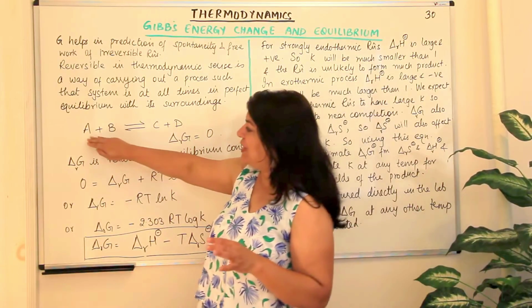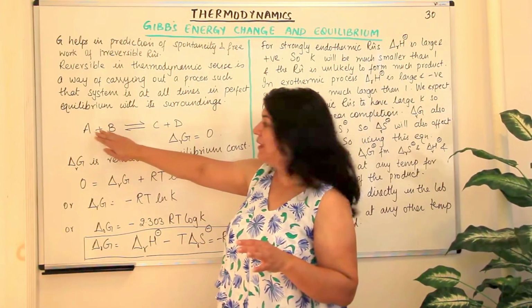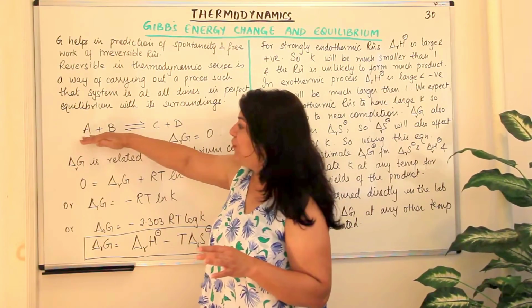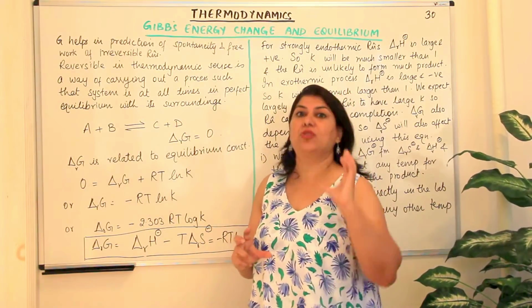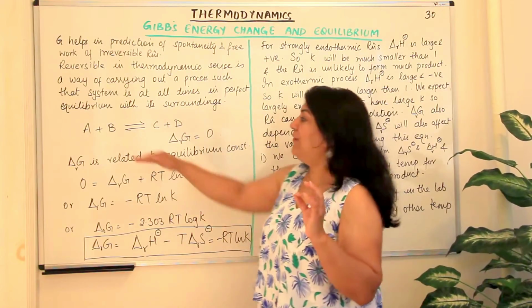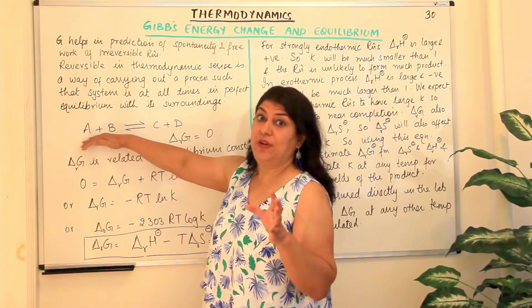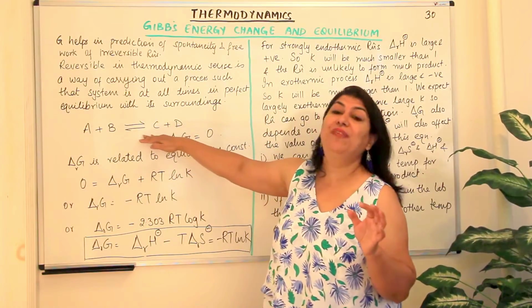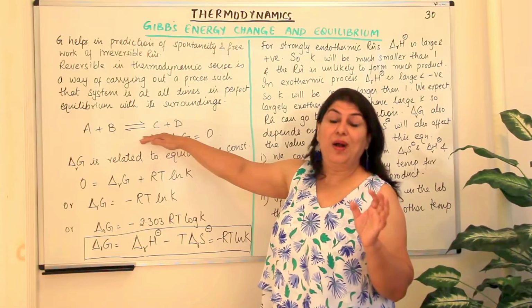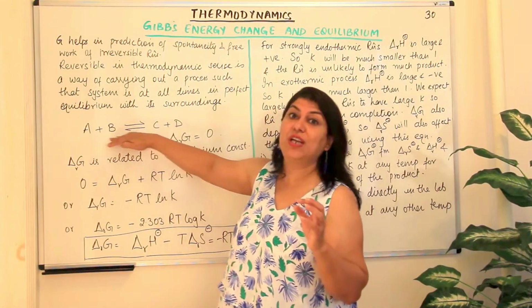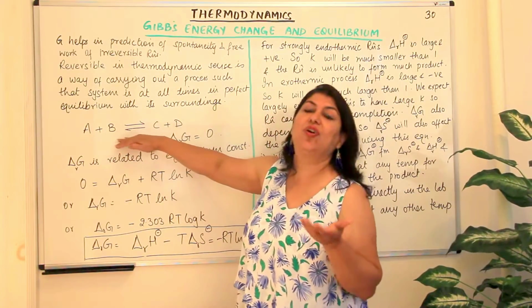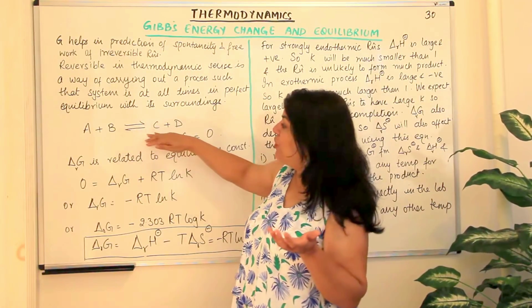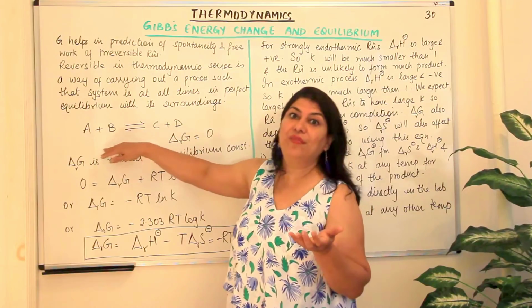So if the forward reaction is endothermic, it means that delta H for the forward reaction will be highly positive. And if it is highly positive for an endothermic reaction, the forward direction reaction will not be favored as much. Why will it not be favored? Because energetically it is not the favorable condition for delta G. Therefore, the backward reaction would be more favorable.